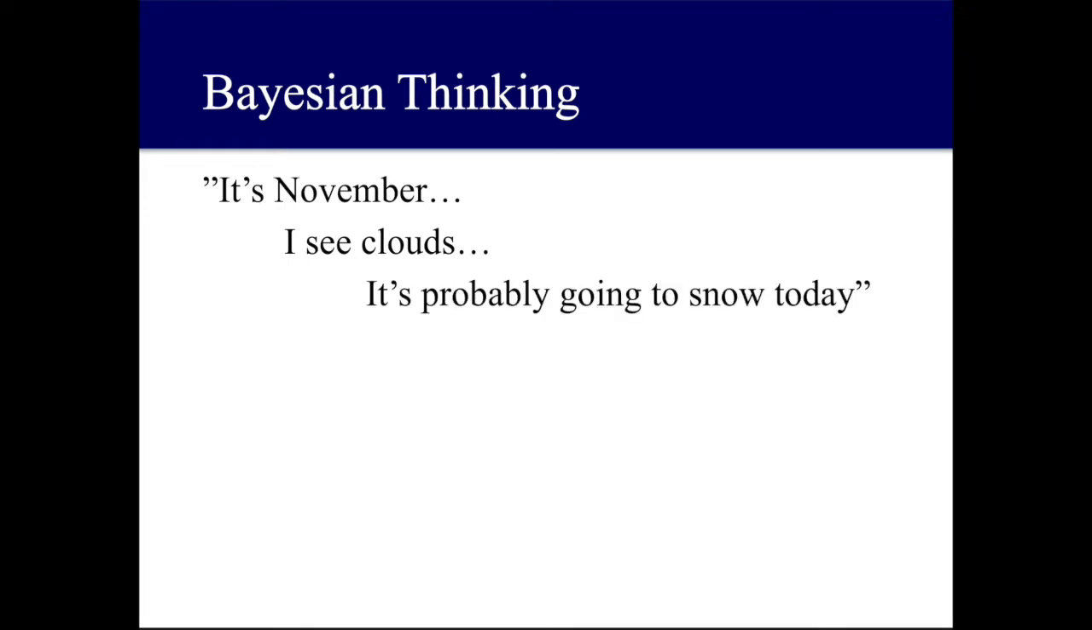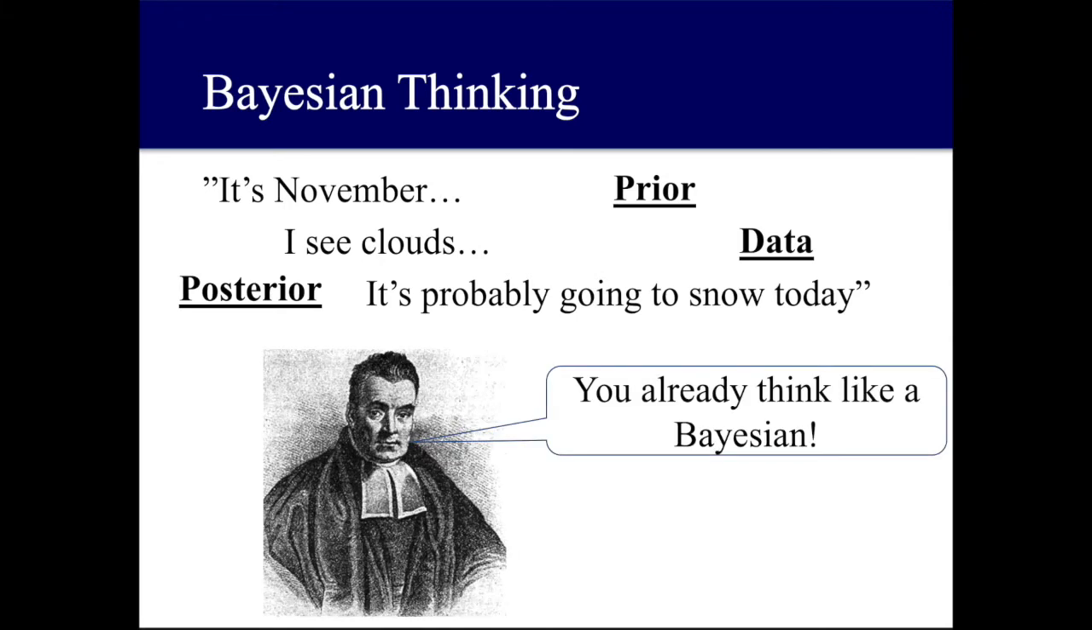Let me illustrate this in words. Thinking about the weather, a Bayesian would say, it's November, I see clouds outside, therefore it's probably going to snow today. That's your prior, your data, and your posterior conclusion about the event. If this is the way that you think, you probably already think like a Bayesian.